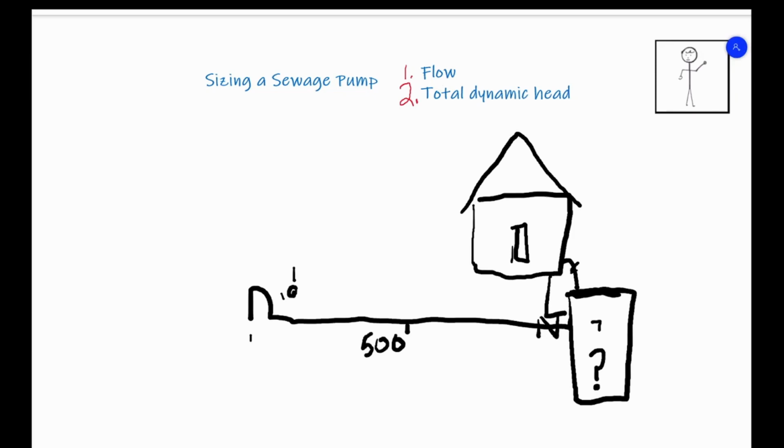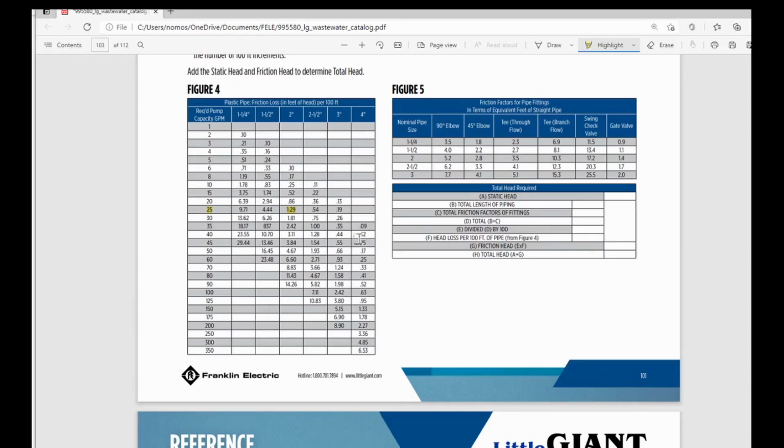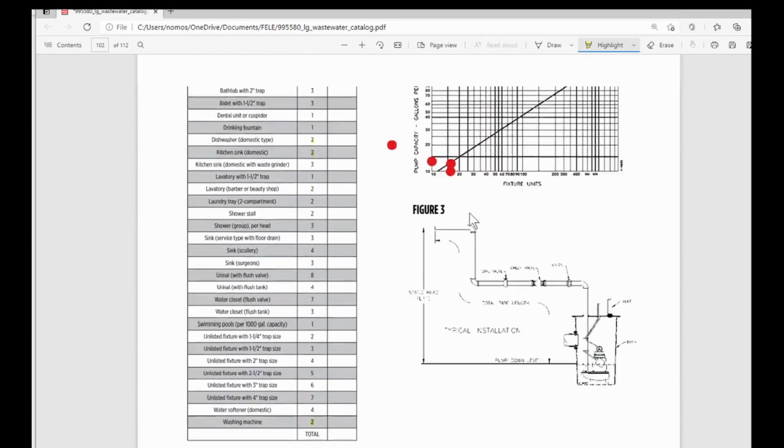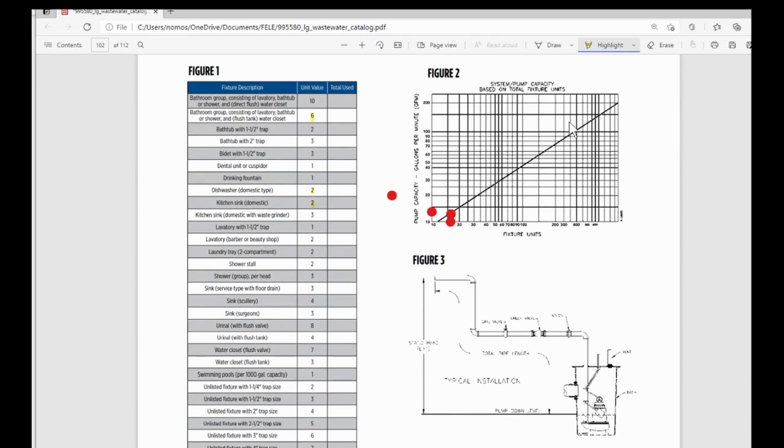And to find the flow, I am going to use information that is included starting on page 100 of this Little Giant catalog. Can I erase? Here you go, erase. Oh, I can't erase. All right, I guess I'm stuck with my catalog looking all crazy.